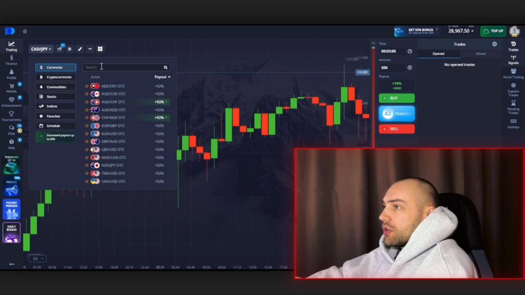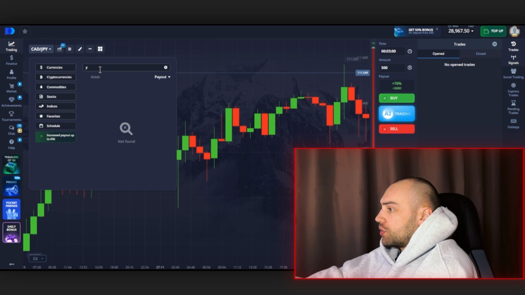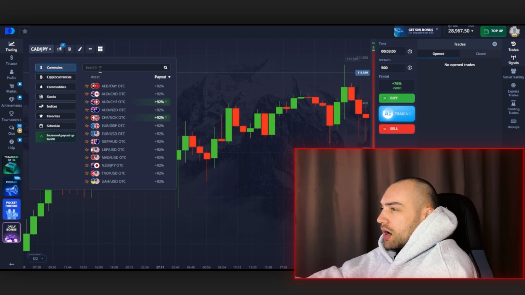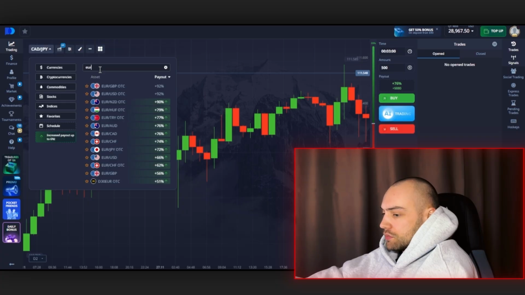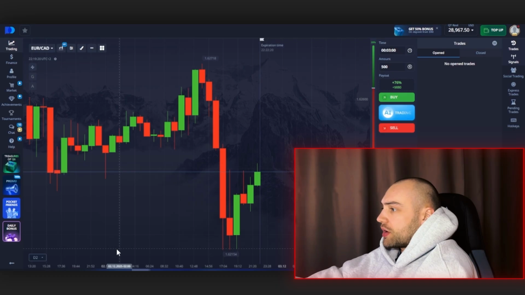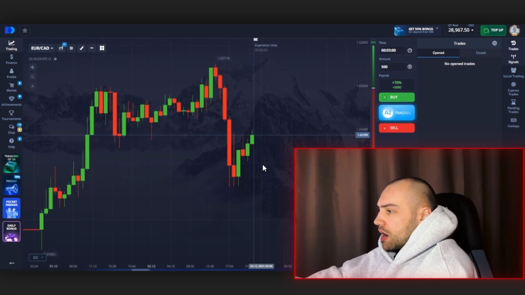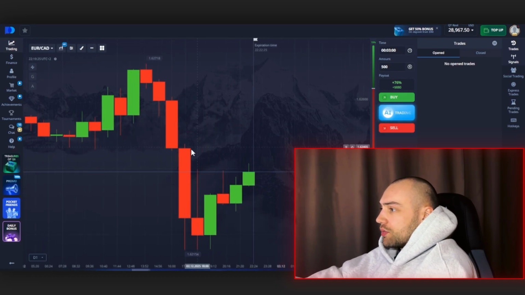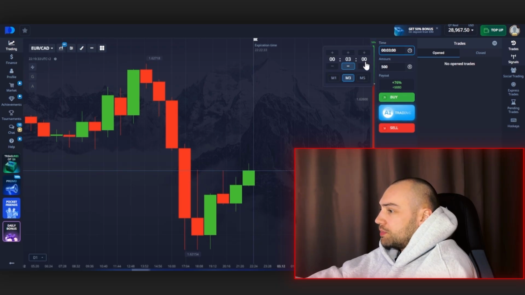Now I'll just pick another currency pair. I'll even show you on an example. Let's take Euro Canadian dollar. So following the breakout strategy, what do we see? There was a downward breakout, right? A sharp candle. Now there's an upward trend. Let's choose the 1 minute time frame.